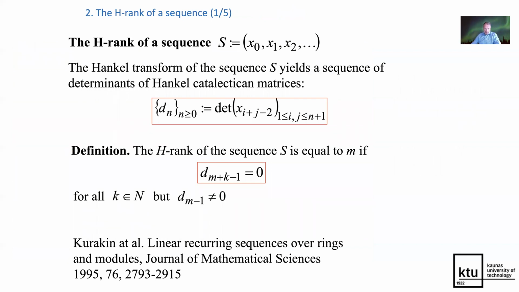The H rank of a sequence. If we consider a scalar time series, the Hankel transform turns this sequence into a sequence of determinants of Hankel catalecticant matrices. The H rank of the sequence S is equal to m if all higher determinants are equal to 0. This property must hold up to the size of the determinant when the size tends to plus infinity. The last determinant which is not equal to 0 marks the rank of the sequence. The definition was coined in 1995 by Kurakin.